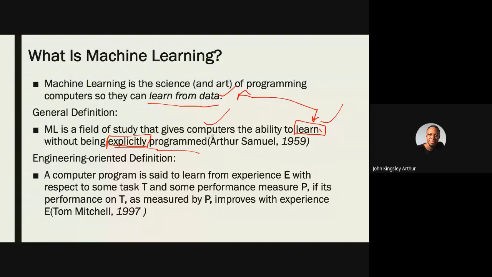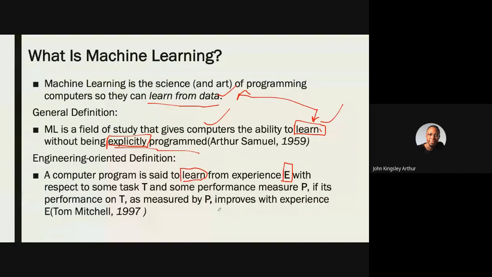Moving on, looking at the engineering definition of machine learning, it mentions that a computer program is said to learn from experience represented by E with respect to task T and some performance measure P if the performance on T as measured by P improves with experience E.